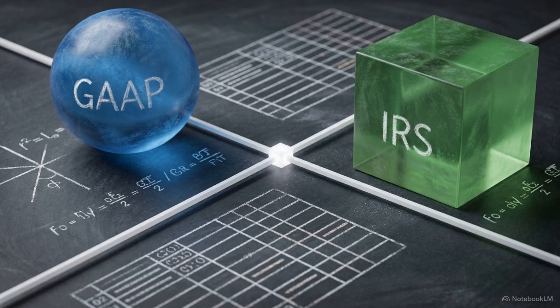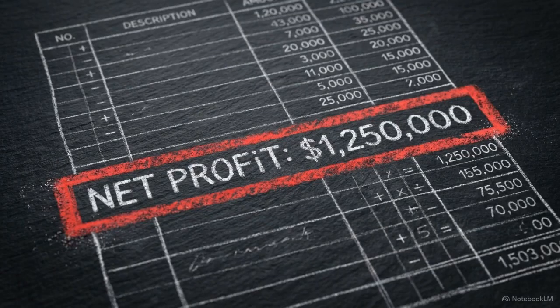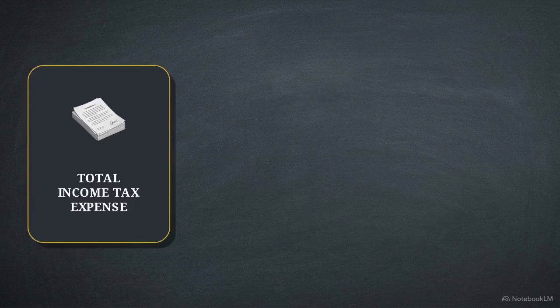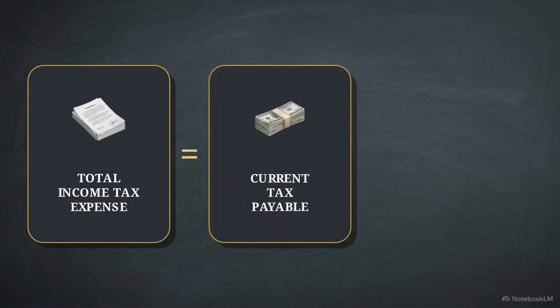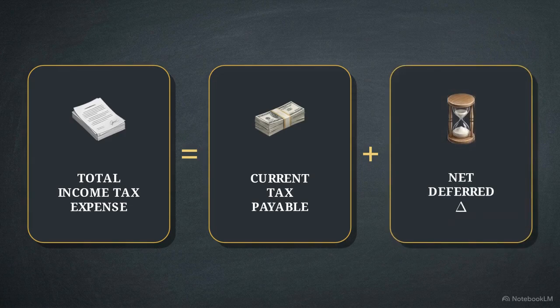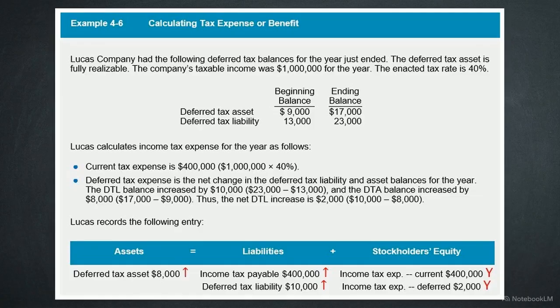With our timing differences mapped out, the final objective is to calculate the single composite income tax expense number that will actually appear on the GAAP income statement. This equation on screen shows how it comes together. Total income tax expense equals the current tax payable plus the net change in our deferred tax amounts over the year. Let's test this equation using this Lucas Company dataset.